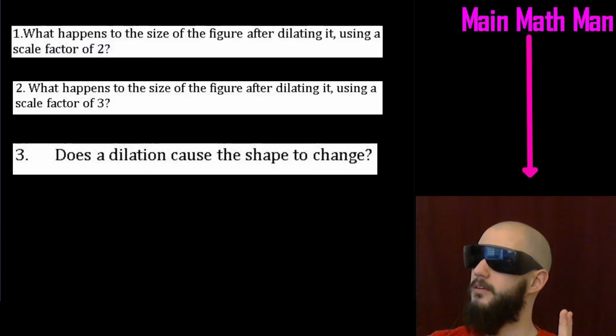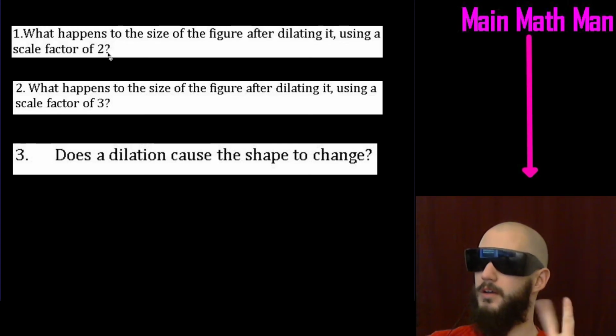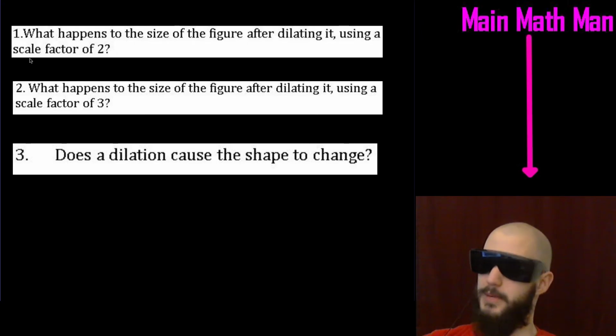Flipping to the bottom, excuse me. Again, it says what happens to the size of the figure after dilating it using a scale factor of 2. So a sentence that you could write would be the image became twice the size of the original.